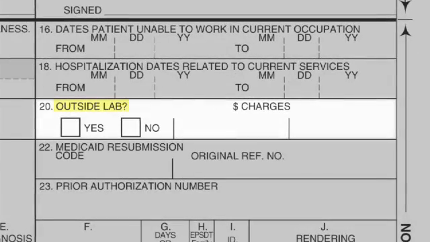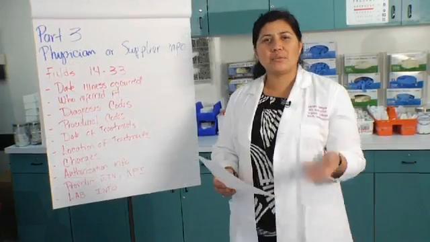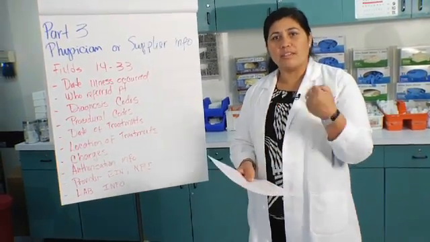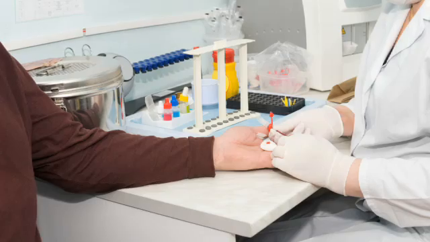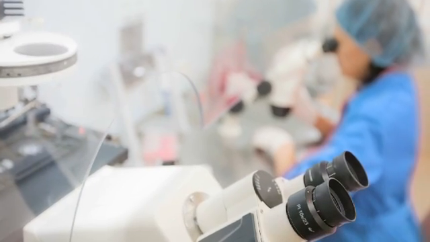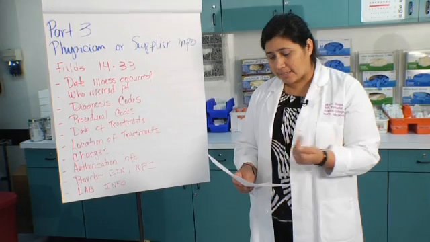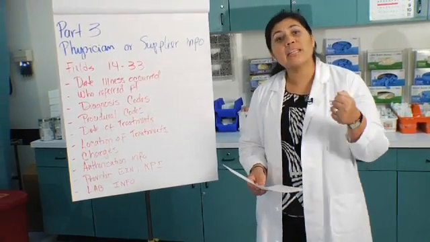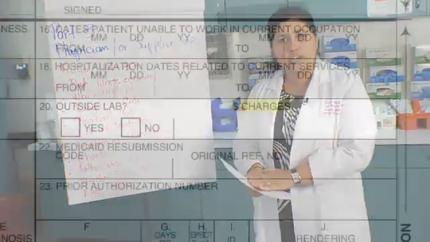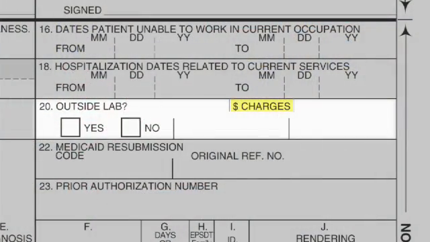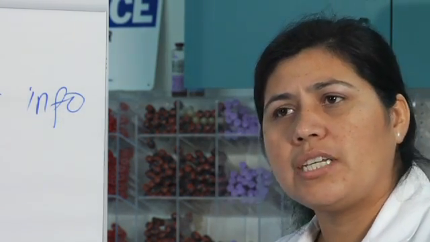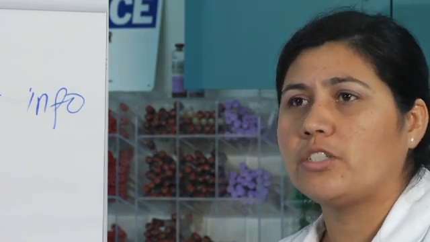Number 20, outside lab. Sometimes we'll have patients who come in and we need to have some lab work drawn for them. Now this refers to, did we take the specimen in the office and submit it to the lab, or did we send the patient to the lab? Yes or no, it's that simple. If we submit it to the lab and the lab charged us, we need to transfer those charges onto the claim. But also, when we do our own labs in the office, you're going to bill that as a procedure, and that's a different part of the claim, which we'll get to in a minute.